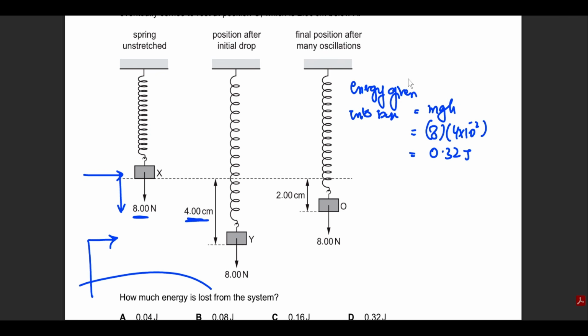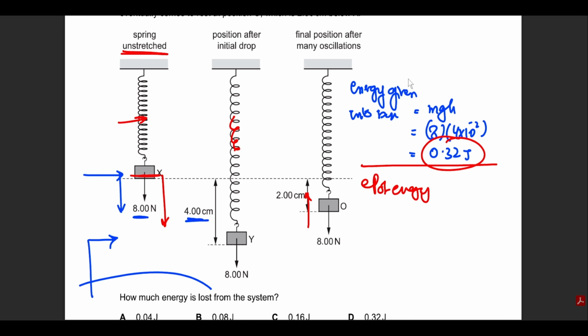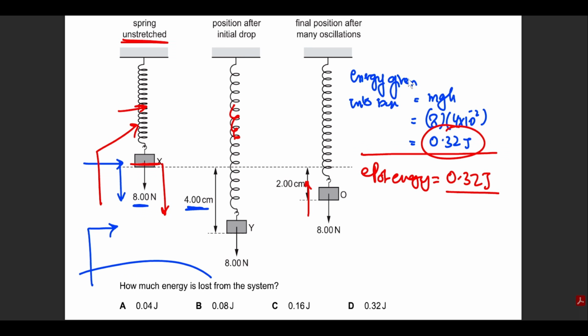Now, when it's in the box, the spring stretches back up again, goes up. Just imagine that because it fell down from this to this location, gravity has given that energy to the box, and the box has given it to the spring. So today, the elastic potential energy in the spring, because previously it was unstretched, is again 0.32 joules. All the energy from gravity has now been invested into the spring. The spring has it now. Now, the spring tries to bring the object back up again to a certain height, which is 2 centimeters away.